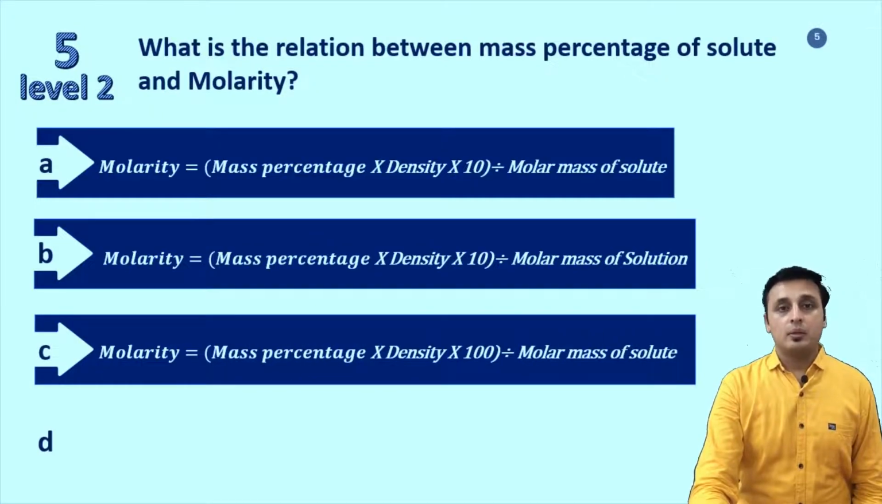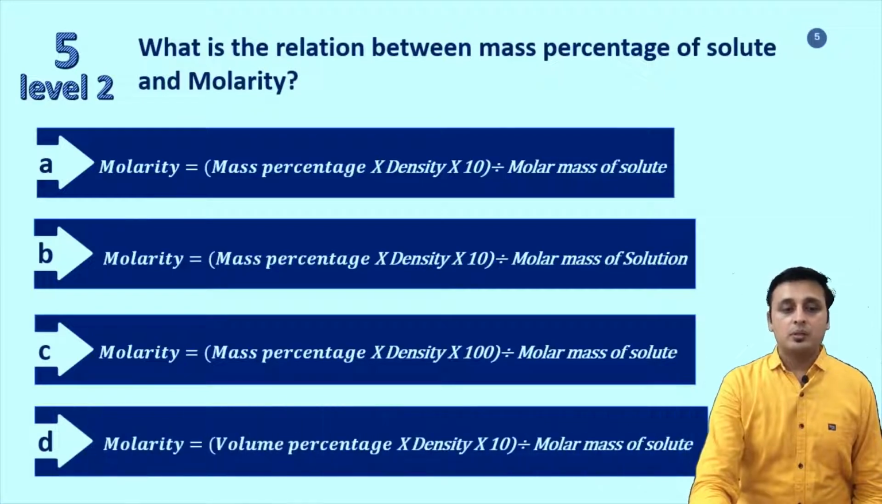Option C, molarity is equal to mass percentage into density into 100 divided by molar mass of solute. And option D, molarity is equal to volume percentage into density into 10 divided by molar mass of the solute.